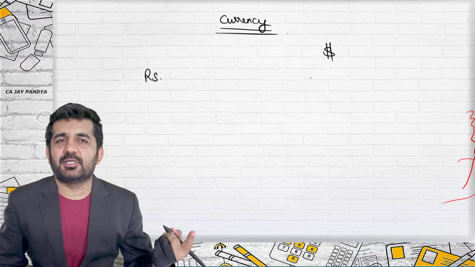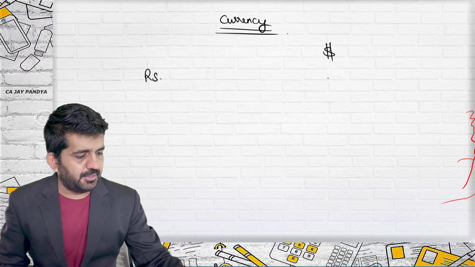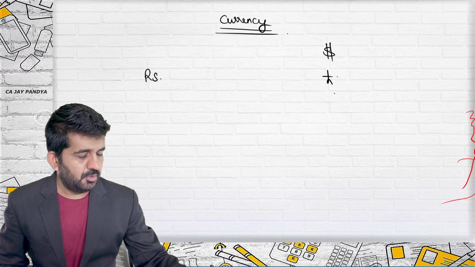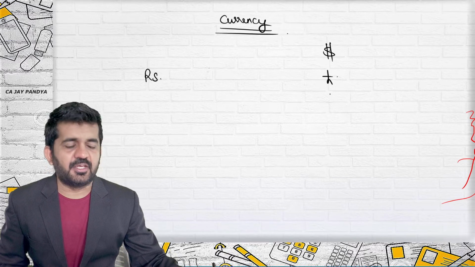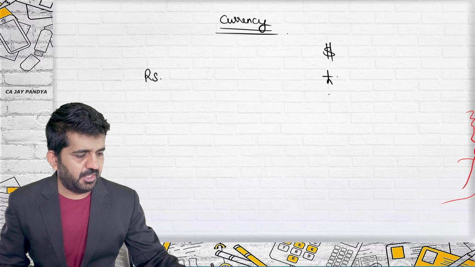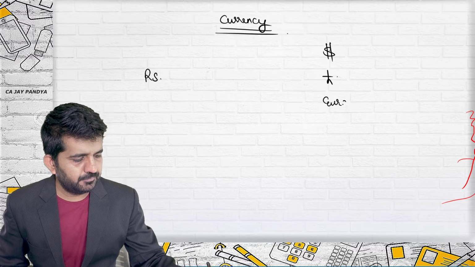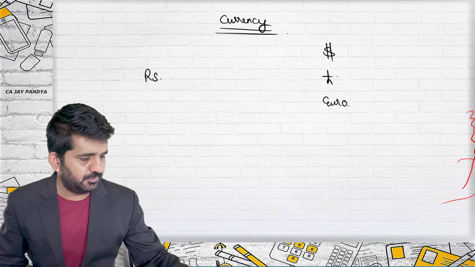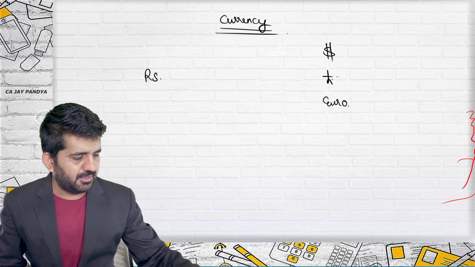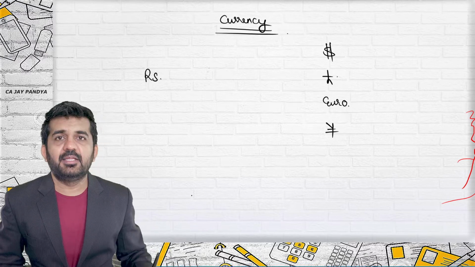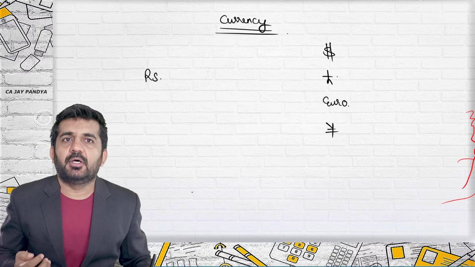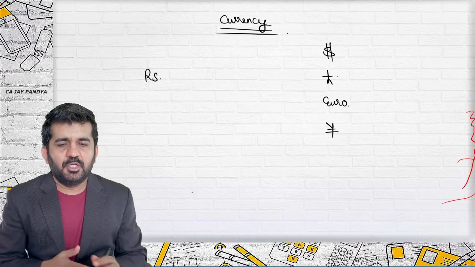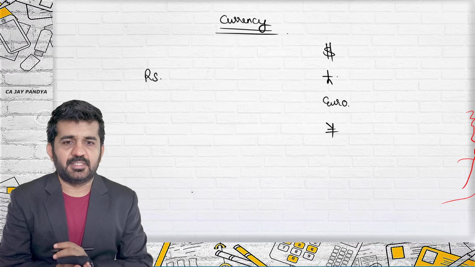Canadian dollar is a currency of Canada. Pound is of United Kingdom. Is it alright? Euro is of other countries of Europe. There are other currencies, yen, Swiss franc, which are currency of different countries. So this is the first point, that is currency.